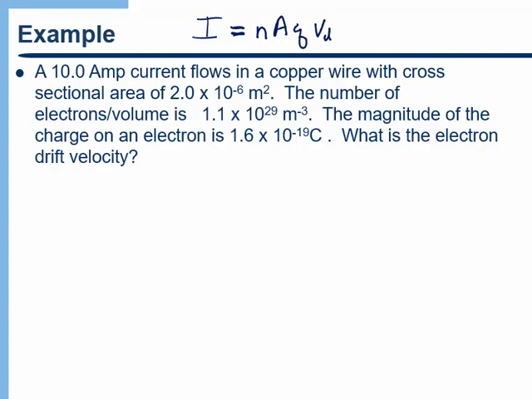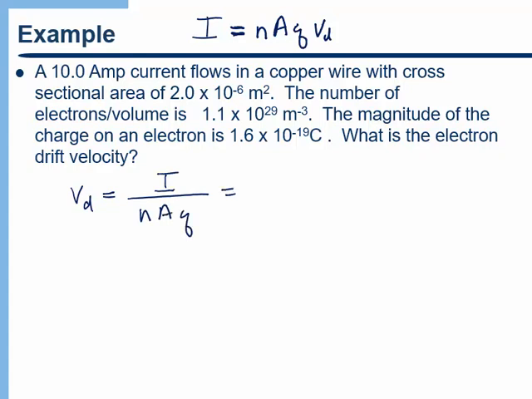Okay, so obviously what I want to do here is take my formula and solve it for the drift velocity. So let me do that first. We've got the drift velocity is equal to I divided by nAq.